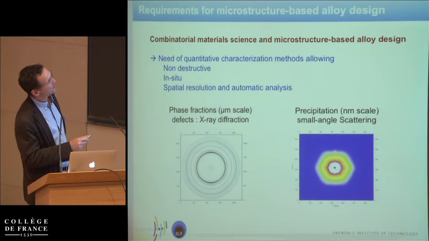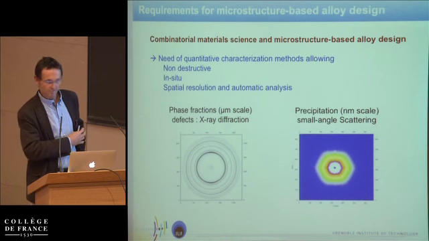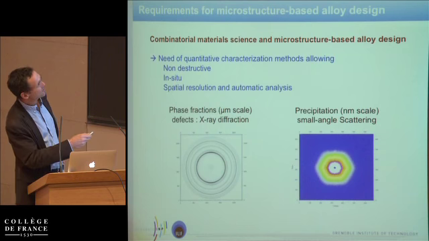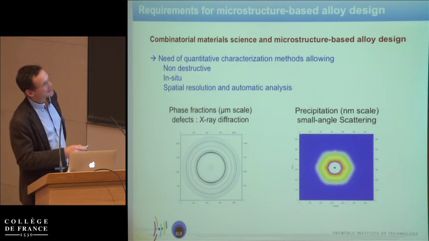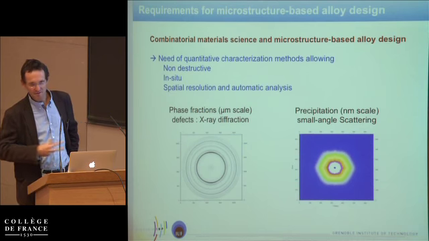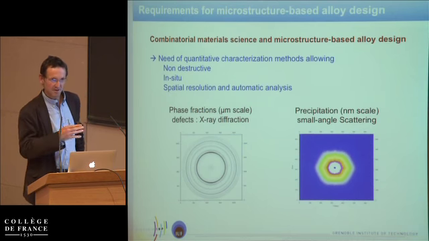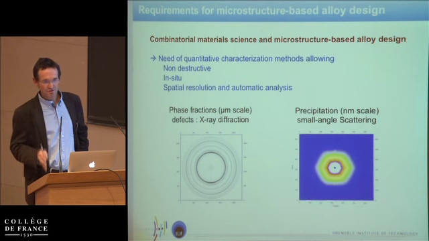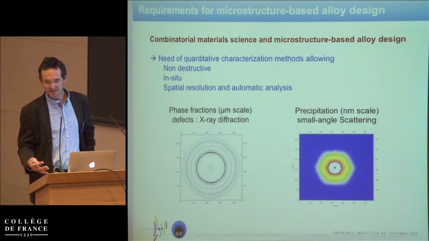So it's best if it's non-destructive, if you want to have a continuous description both in space and time. In situ, of course, and automatic analysis, because if you need to characterize each image by hand and you have thousands of them, because if you start to have spatial and time resolution, you get really a huge amount of data, and it's combinatorial data, material science.